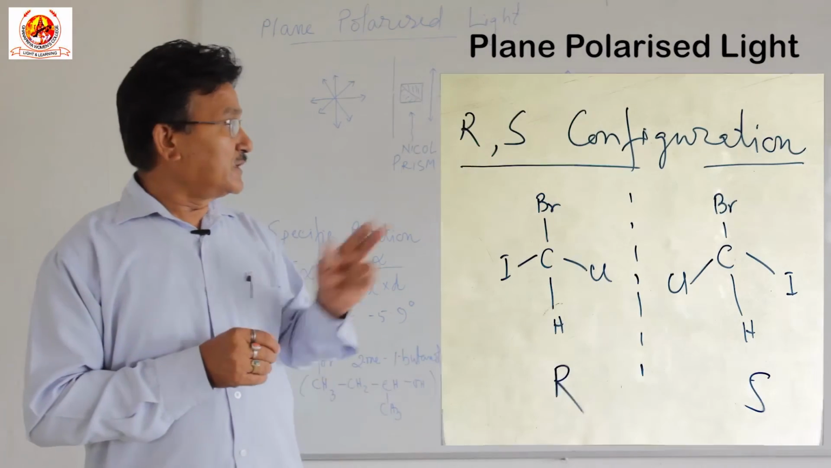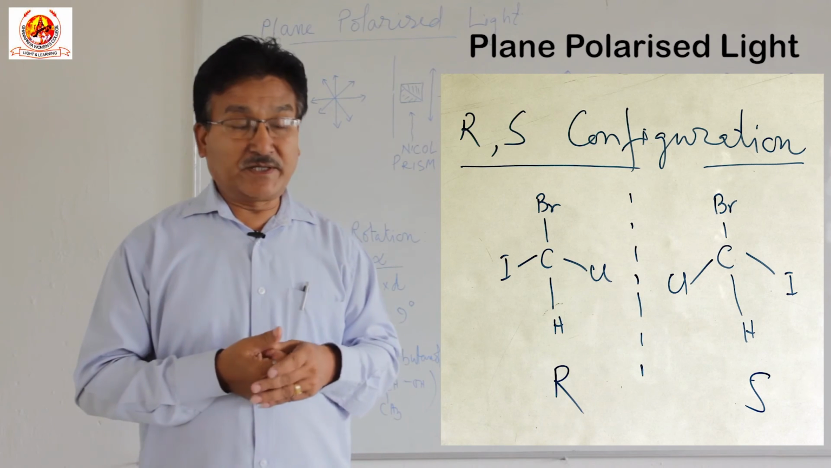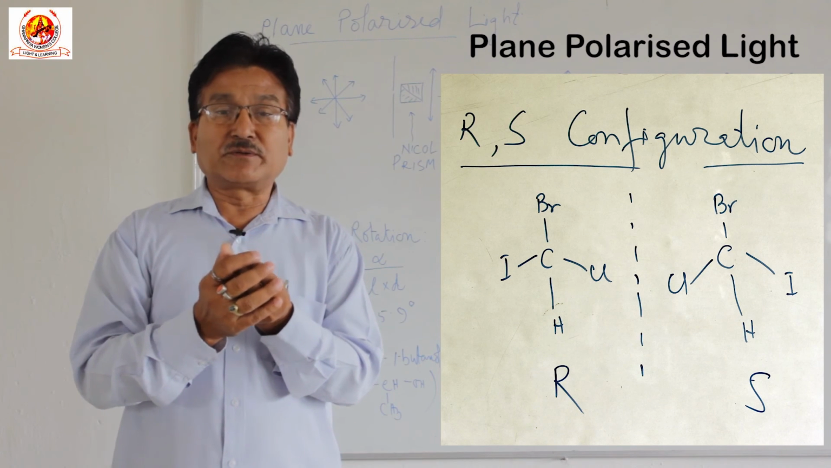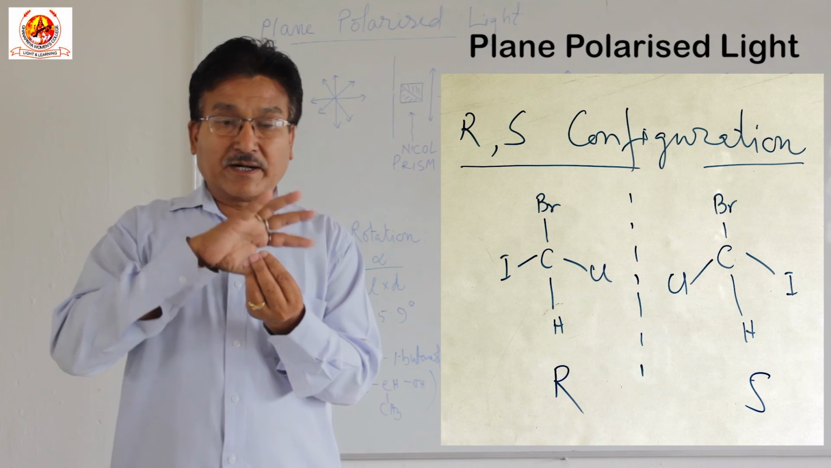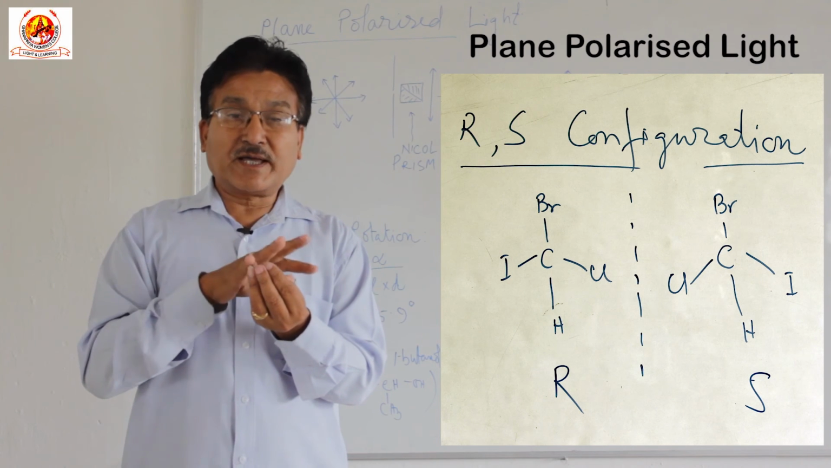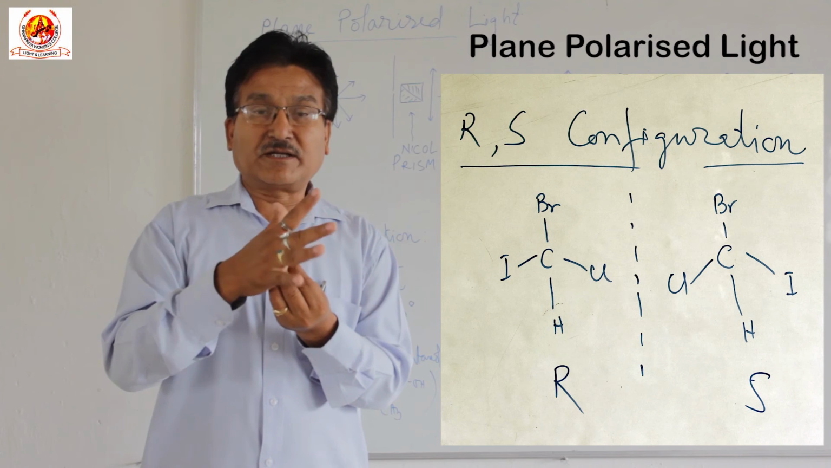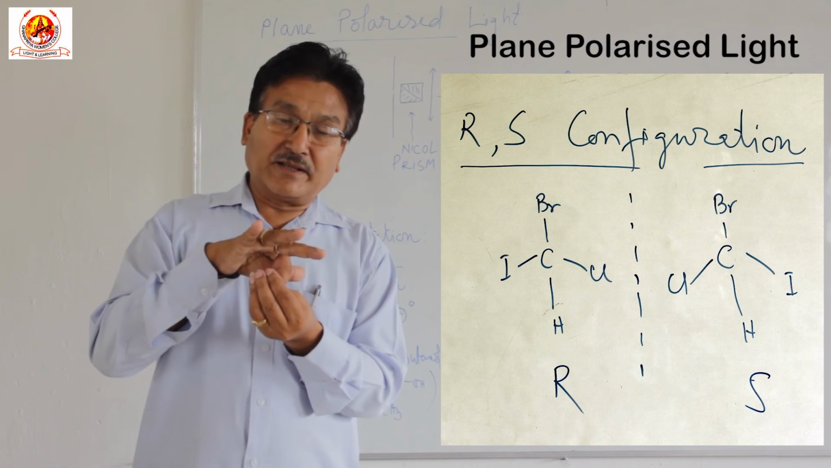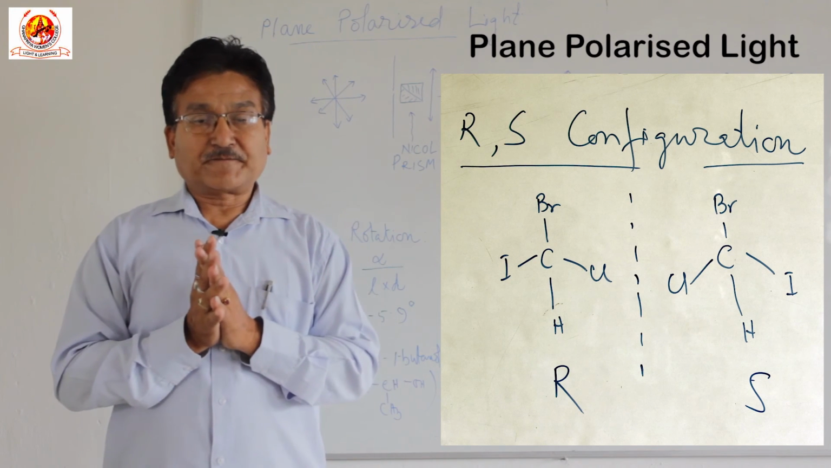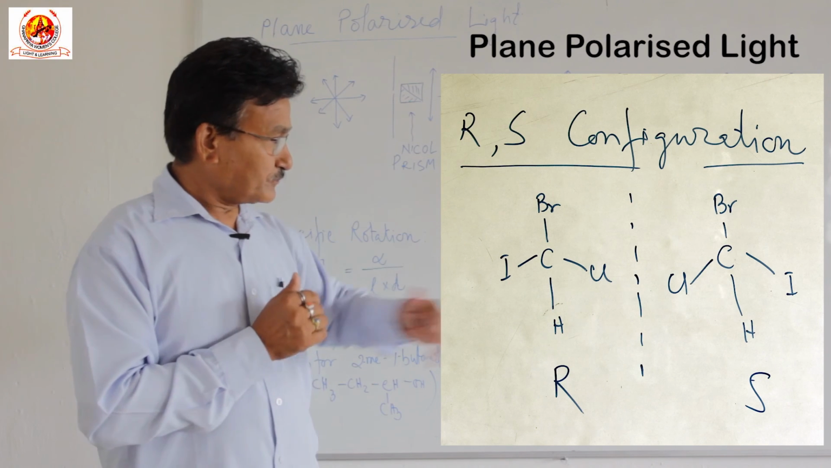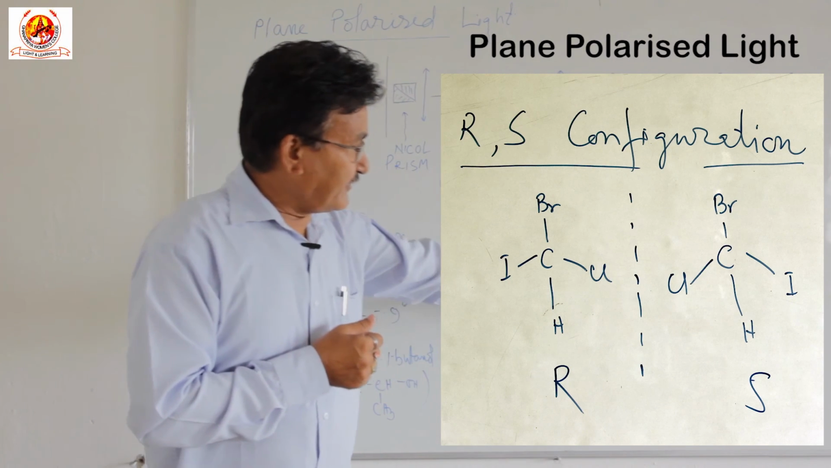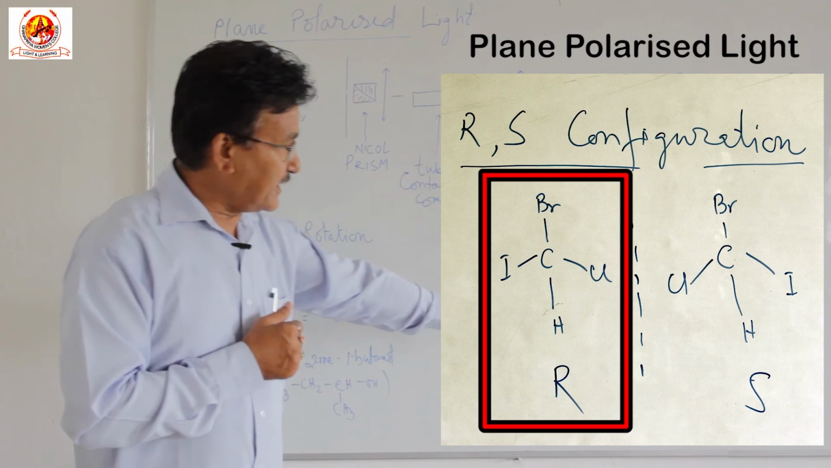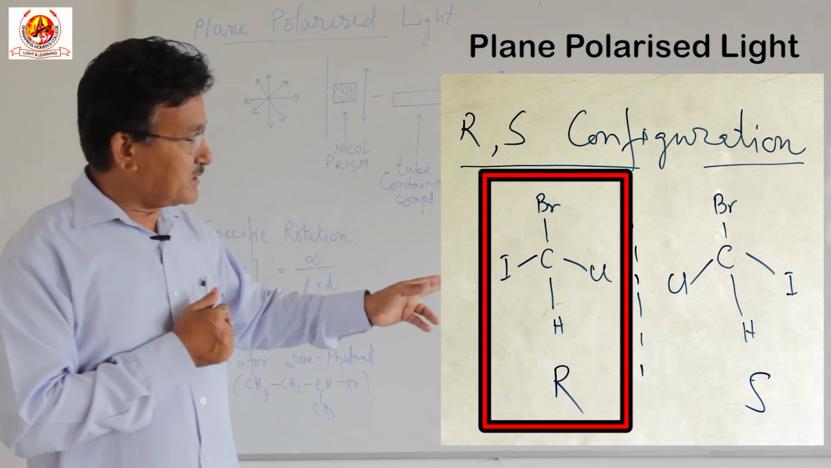Now let us come to the RS configuration. This is the configuration, meaning the arrangement of the groups around the asymmetric carbon atoms. If they are right-handed or left-handed, there should be a sign. R means rectus, right-handed, and S means sinister, left-handed. How do we establish this? These two different compounds we have, all are different around this carbon atom, but you see they are mirror images. I assign R in this compound only because of this.